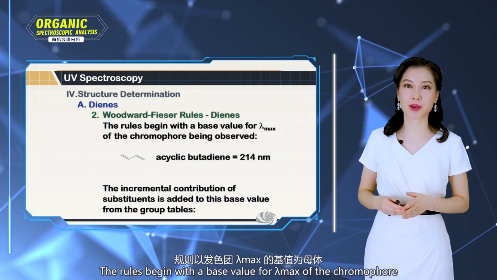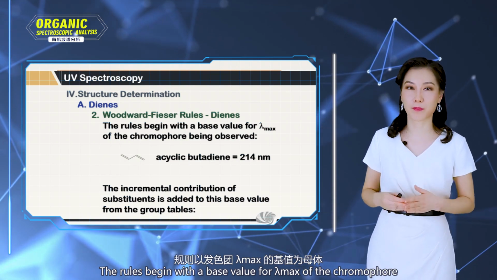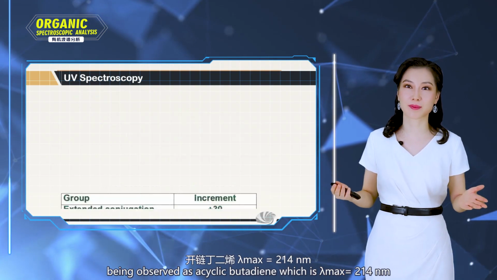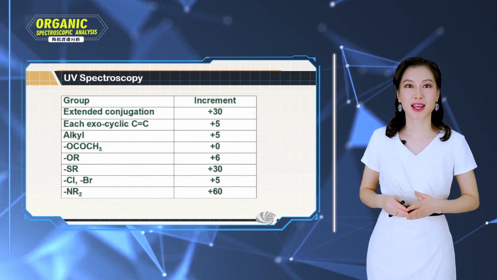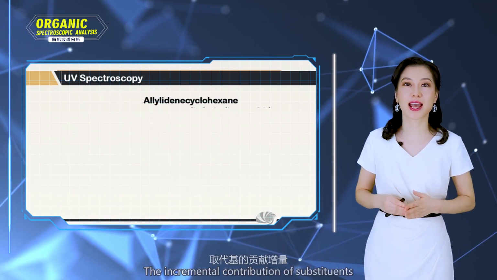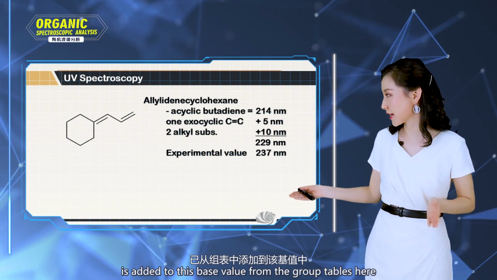The rules begin with a base value for lambda maximum of chromophore being observed as an acyclic butadiene, which is 214 nanometers. The incremental contributions of the substituents are added to this base value from the group tables here.